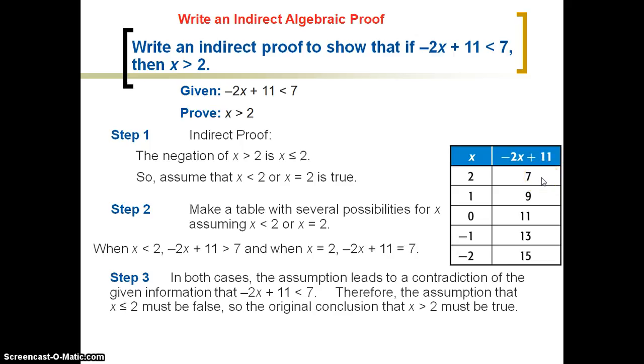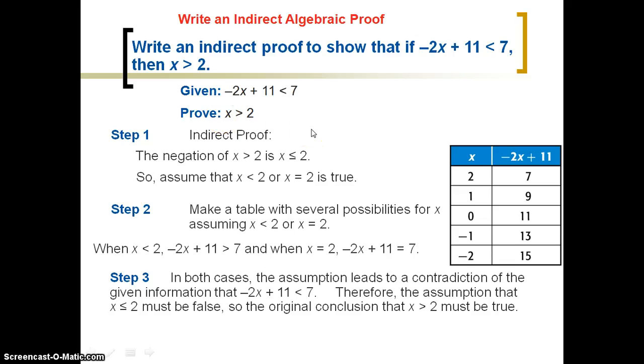In both cases, our assumption, the indirect one right here, leads to a contradiction of the given information that it needs to be less than 7. Therefore, the assumption that x is less than or equal to 2 must be false. So that means the original conclusion that x is greater than 2 has to be true. So since we prove the opposite of this never works, that means that this one has to be true.